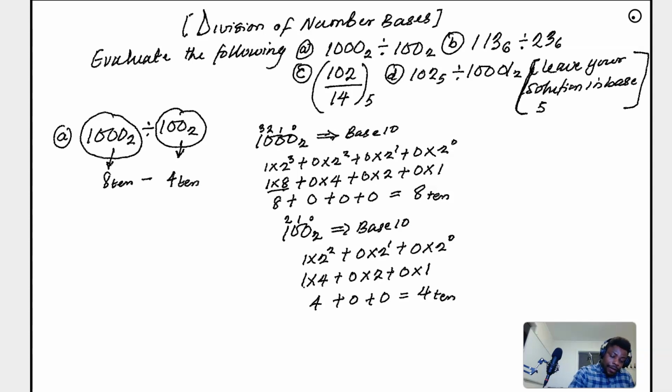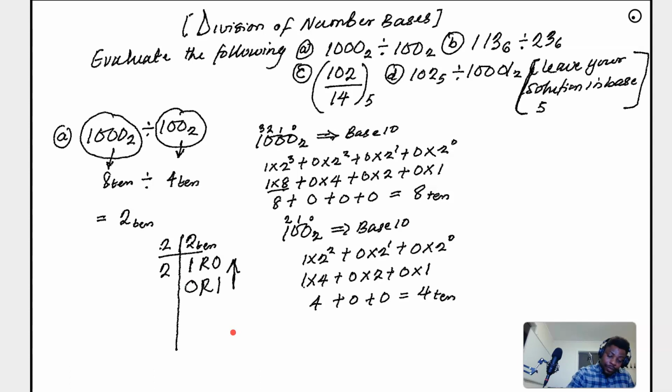So we have to divide 8 divided by 4. 8 divided by 4 is 2, and that is in base 10. But because our question is in base 2, then I have to take this to base 2. So that is conversion from base 10 to base 2. So this is 2 in base 10. I'm converting to 2, base 2. So 2 in 2, 1, remainder 0. 2 in 1, you put 0 here, and you write 1 here.